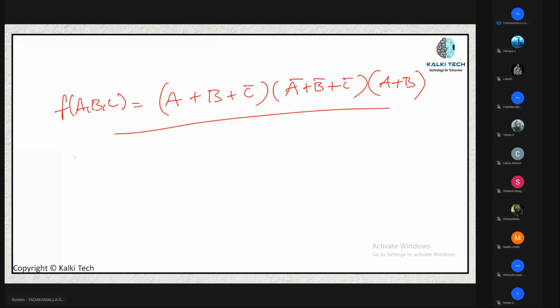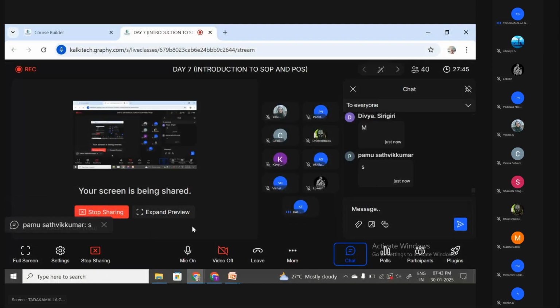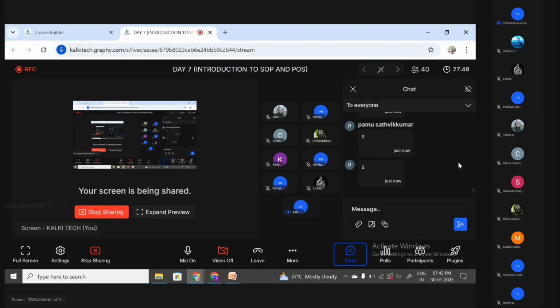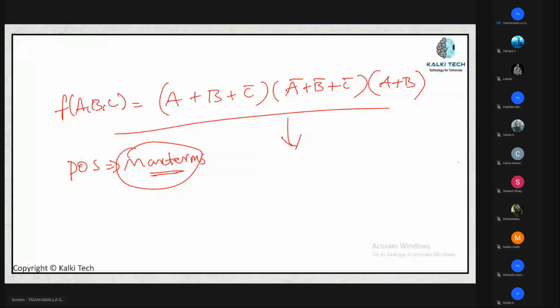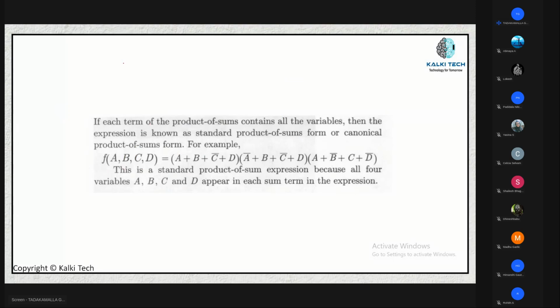In the case of POS form, we have max terms. Can we write the max terms from this particular equation? Okay, let me take minterms only for you.